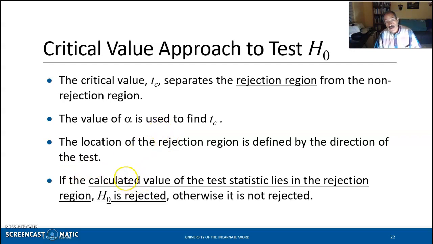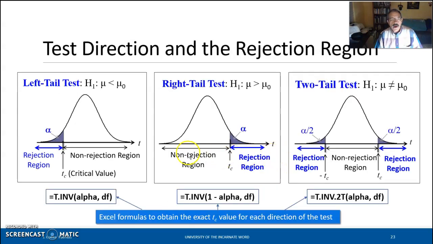So if the calculated value of the test statistic lies in the rejection region, then the null hypothesis is rejected. If the value of the test statistic lies in the non-rejection region, well, we will not reject the null hypothesis. All right, so where the rejection regions and the non-rejection regions are depends on the direction of the test.